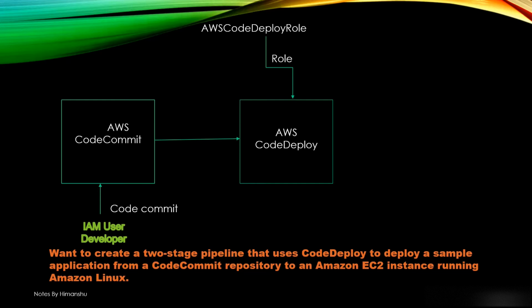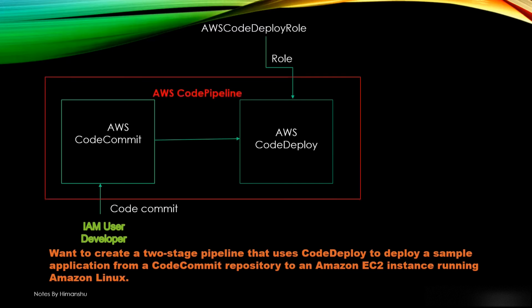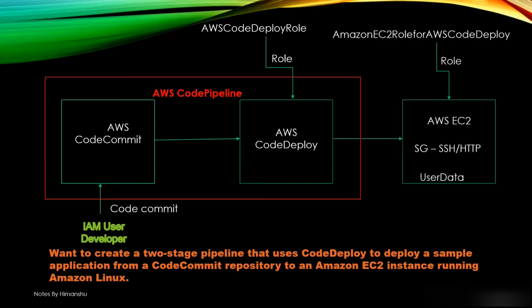Once the role is there and we create a CodeDeploy application, then we will create one pipeline, and in the pipeline we will define the stages, like first the source stage and then the deploy stage. Basically two stages we will define in this pipeline. In the pipeline, we will say where we want to deploy. We will give that particular EC2 instance information.